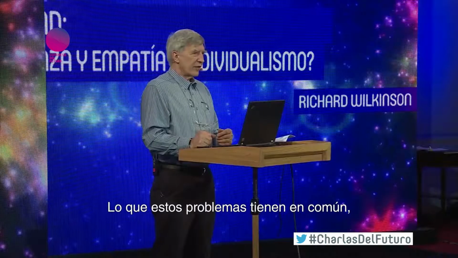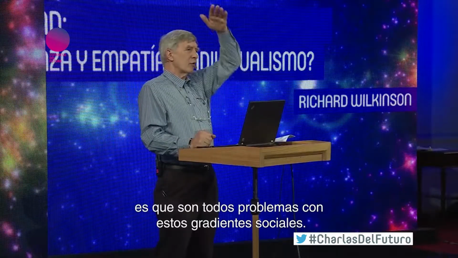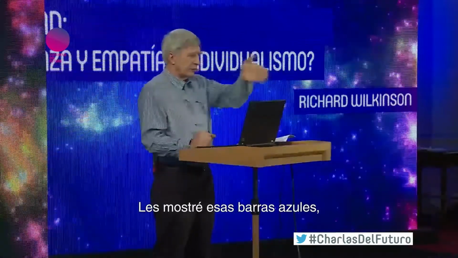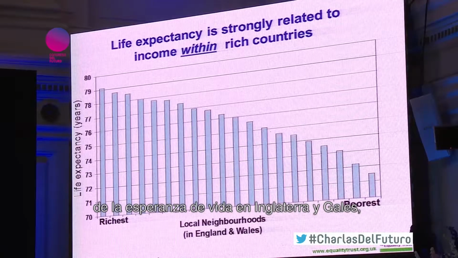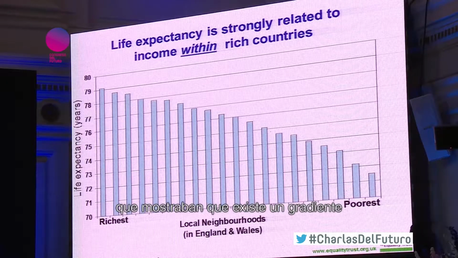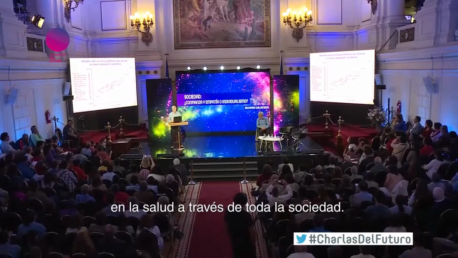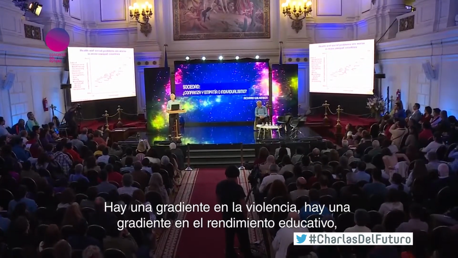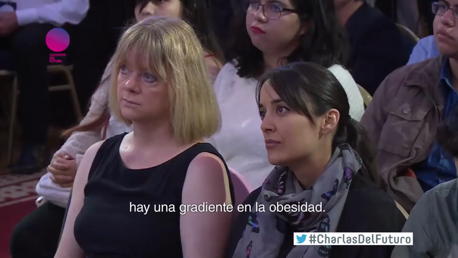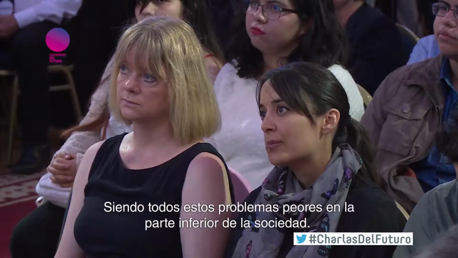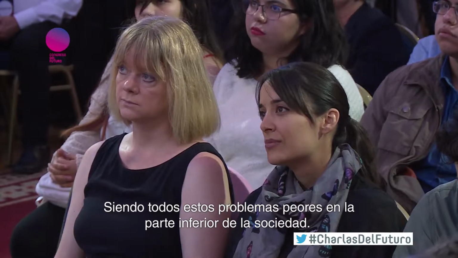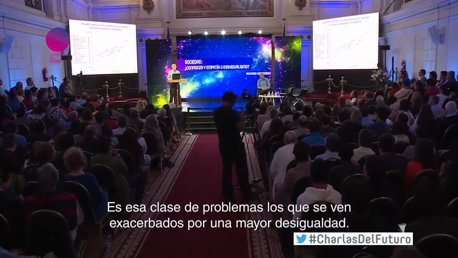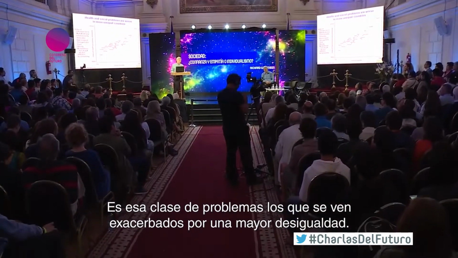What these problems have in common is that they are all problems with these social gradients. I showed you those blue bars of life expectancy in England and Wales, showing that there's a gradient in health right across society. There is a gradient in violence. There is a gradient in educational performance. There is a gradient in obesity. All these problems are worse at the bottom of society. It's those kind of problems which are made worse by greater inequality.